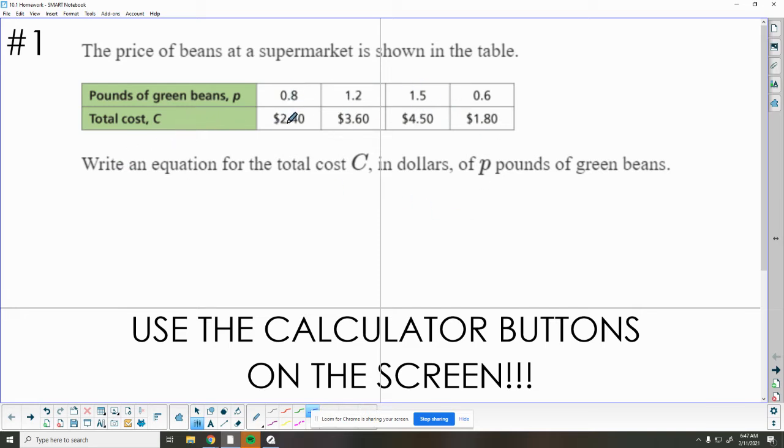To get from here to here, I would do the same thing every time. So we want to figure out what is that rate that's happening. We want to write an equation for the total cost C. So our cost is C of pounds of green beans. That's telling me an equation for the total, so this is going to be our answer. Our cost is the answer for pounds of green beans.